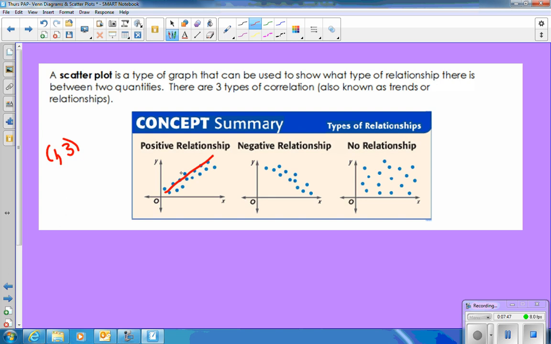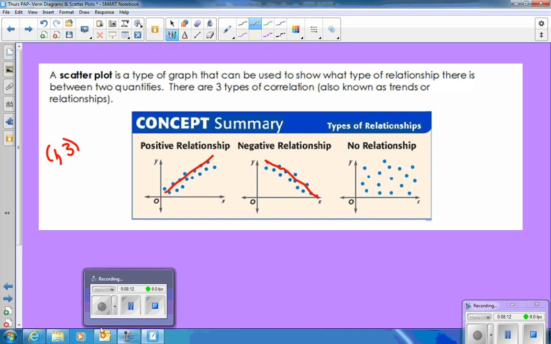And this line is actually called the line of best fit, and it's the one that goes through the majority of the dots. This one, if you can imagine a line going here, again, as you move from left to right, that line goes down. So it's a negative relationship. We can't even draw a line here. This one doesn't make any sense at all, and that's why it's no relationship.